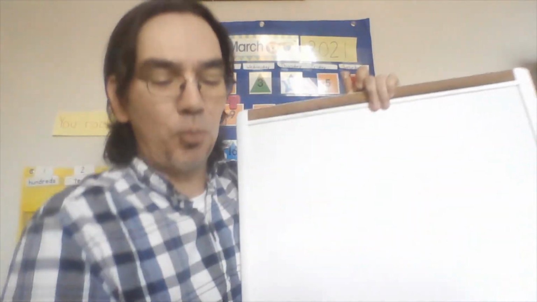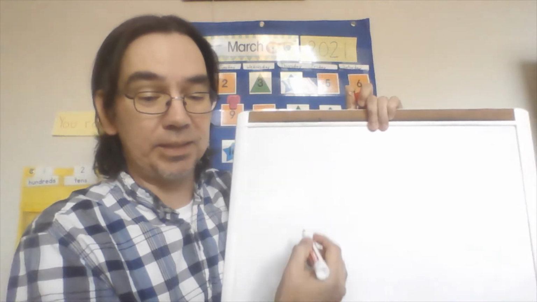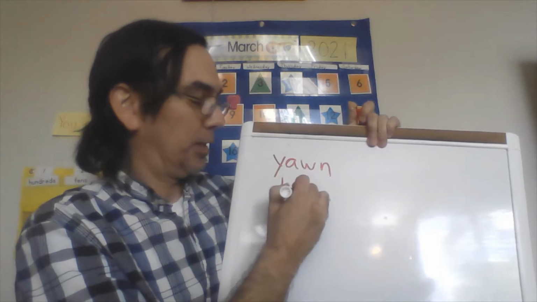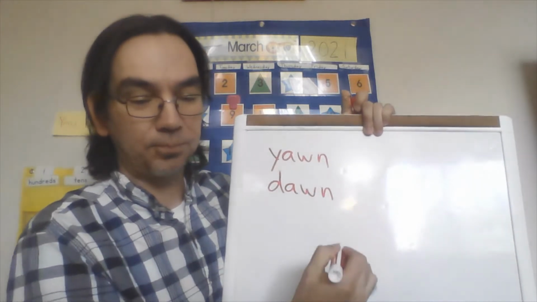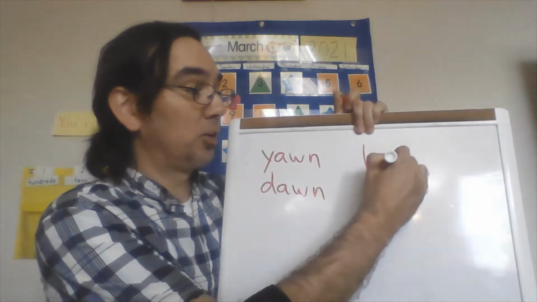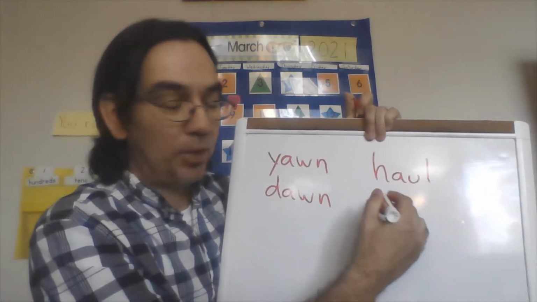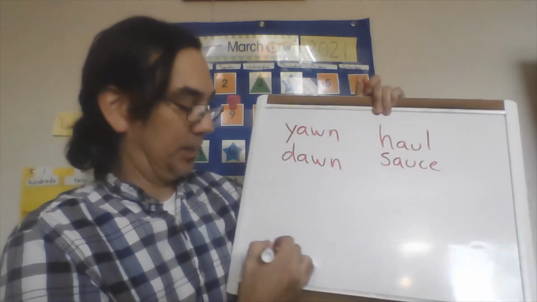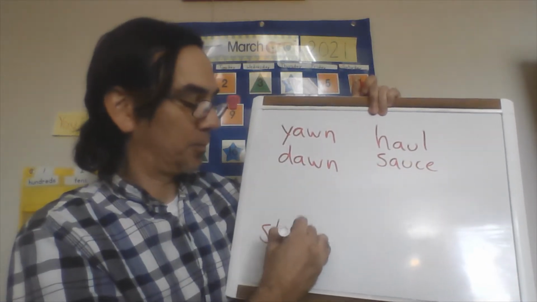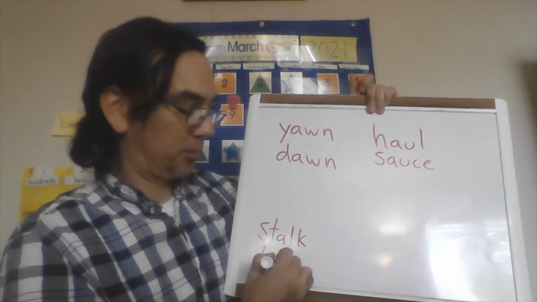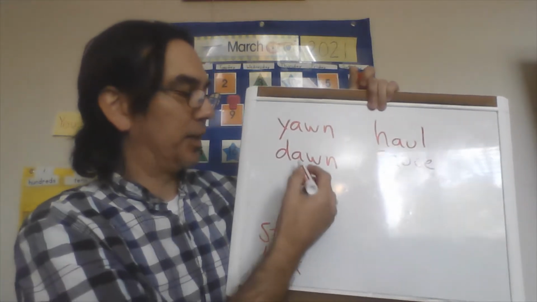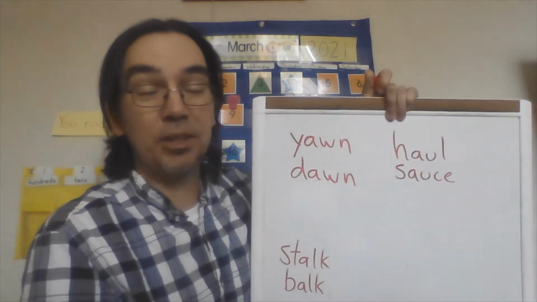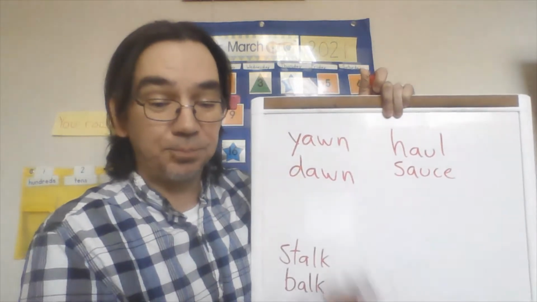So let's take a look at what was sent in. So Dylan sent us yawn and dawn. Also haul and sauce, as well as stock and balk. There's our ALK, there's our ah sounds, as well as our ah sounds here. Very nice. Thank you, Dylan.